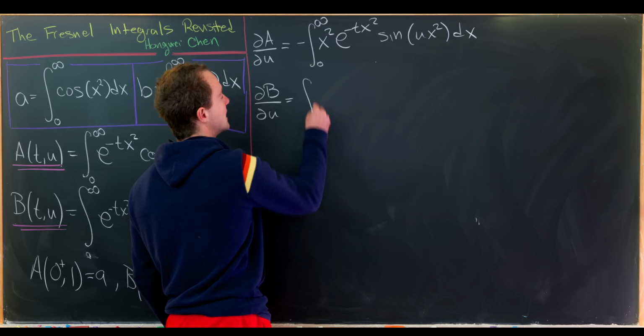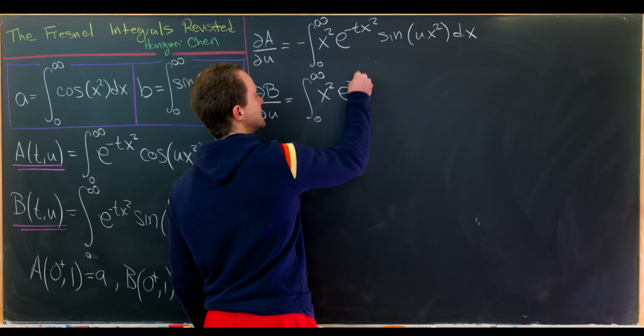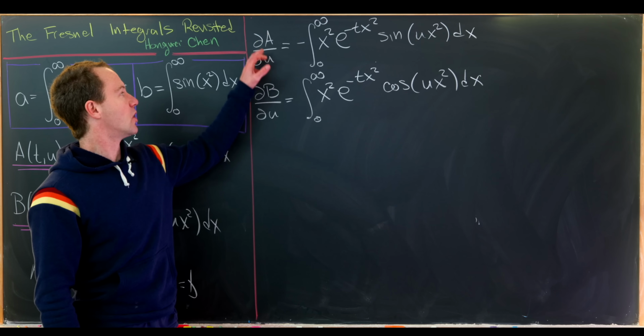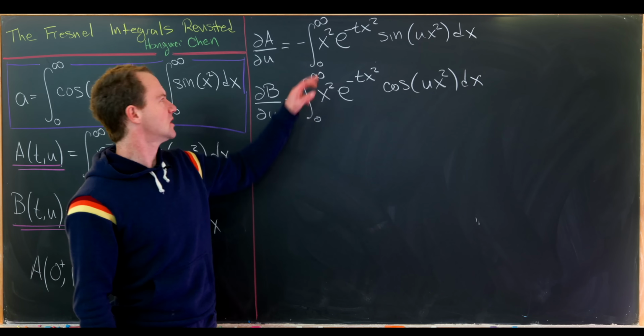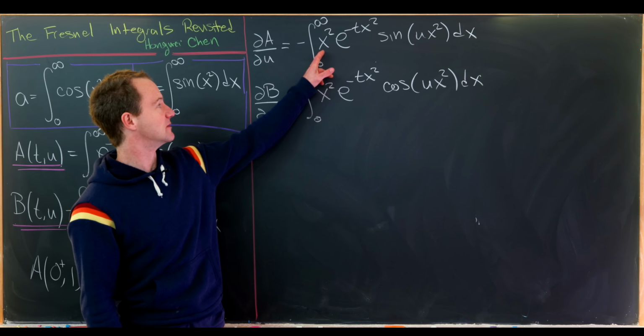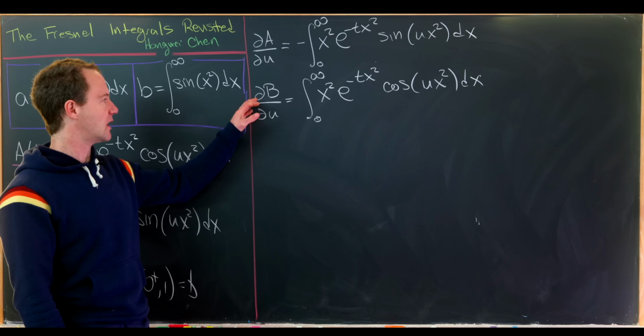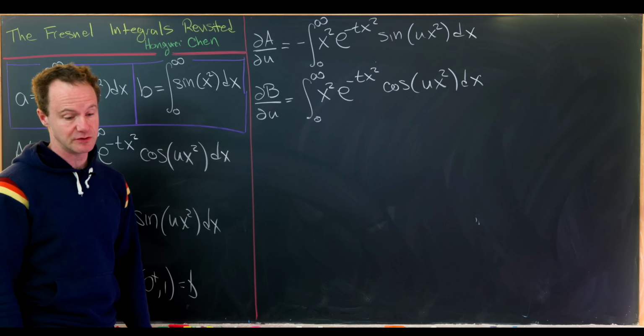Likewise, we can take the partial of B with respect to u and get something fairly similar. Here we'll have the integral from 0 to infinity of x squared e to the minus t x squared, and then cosine of u x squared dx. So already we can kind of see where we're going. This partial of A with respect to u looks a bit like our capital B function. It's not quite that exactly because we've got this x squared here, but it's in the same family. And likewise for the partial of B with respect to u.